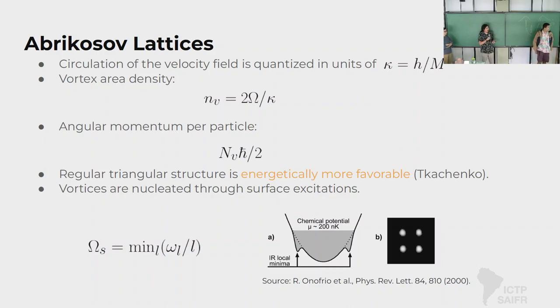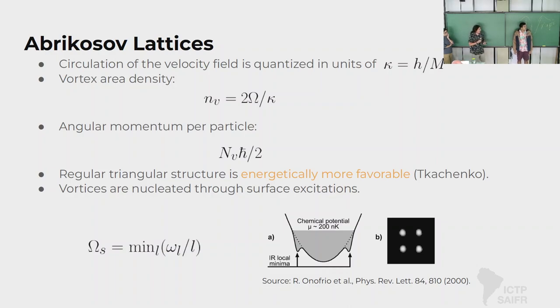And it is predicted that the vortex area density that is going to happen in a quantum object is going to be of this form, where omega is the angular rotation frequency, and the angular momentum per particle is going to be proportional to the number of vortices that are going to form in the superfluid. And the most energetically efficient way of arranging the vortices that appear in the superfluid is a regular triangular structure. This was due to Tkachenko, who did the calculation.